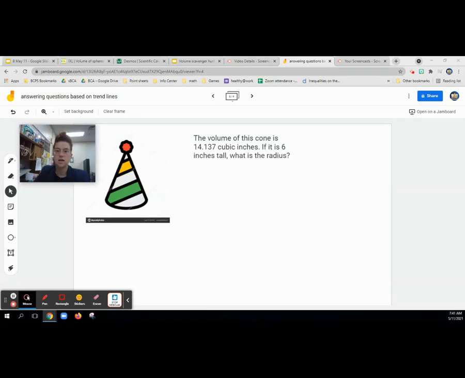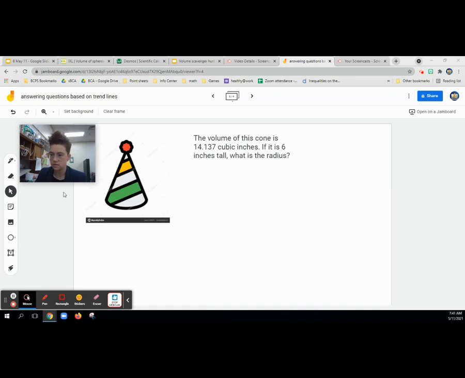Everybody, we're going to be looking at when we have a volume of a cone or a sphere, how could we find the height or the radius of that object? So here we have a cone that is 14.137 cubic inches in volume. It is 6 inches tall. We need to find the radius.